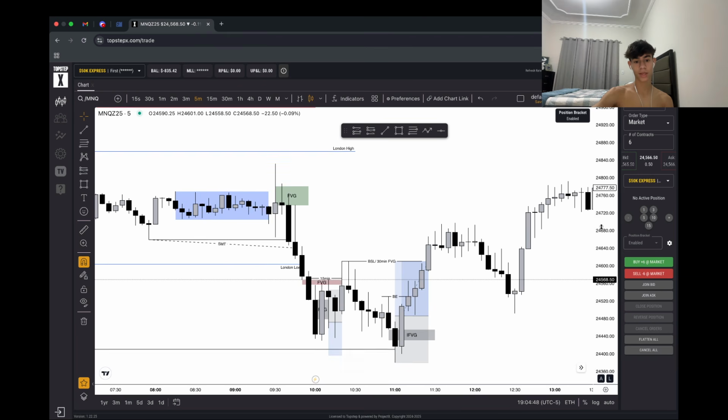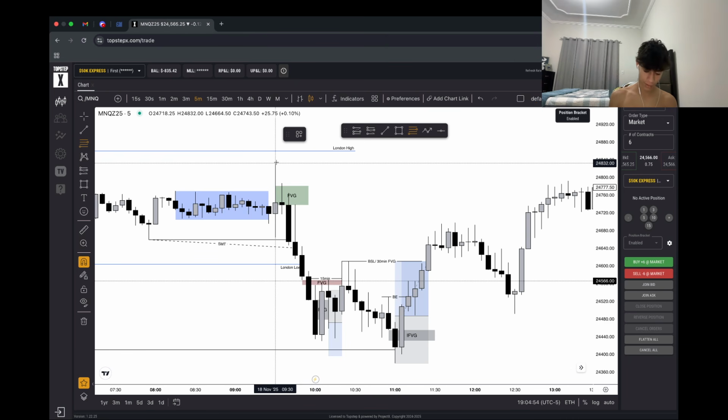Now, the thing with taking continuation longs or shorts, you always want to take the fair value gap. Always take the fair value gap with a 5. Take continuation shorts from 5 or 15-minute gaps, no lower than that. I don't have enough discretion to take 3-minute gaps.